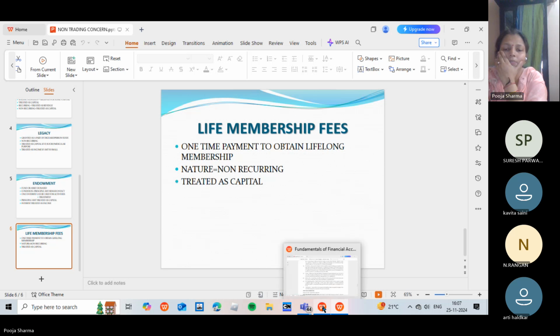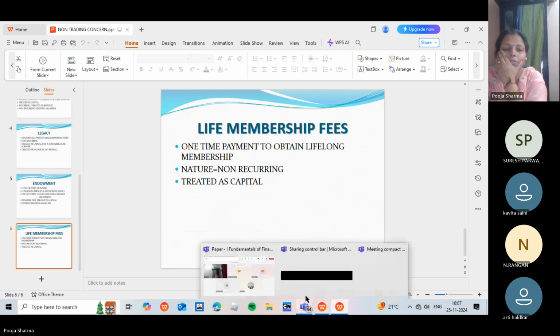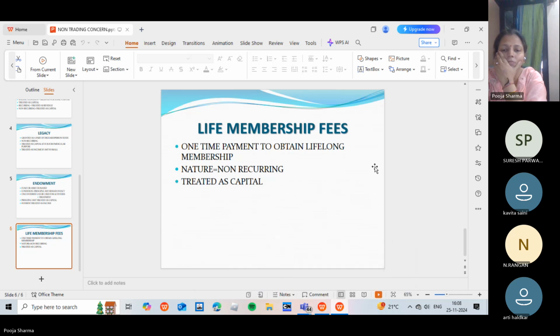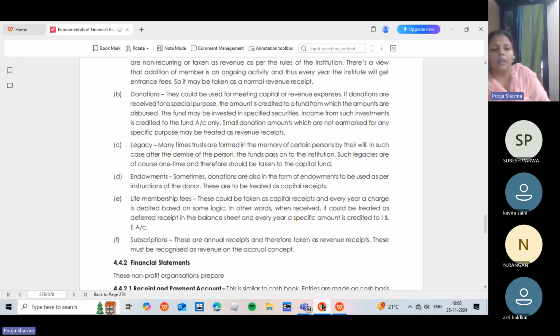Now next is, what is the meaning of subscription? Subscription is of recurring nature. It is paid by the members to the non-trading concern. It may be paid annually, monthly, or quarterly. It is not paid only once. It is, you can say, the fee for joining the club. It is not a one-time fee. You can pay it monthly, quarterly, or annually, but it is of recurring nature.